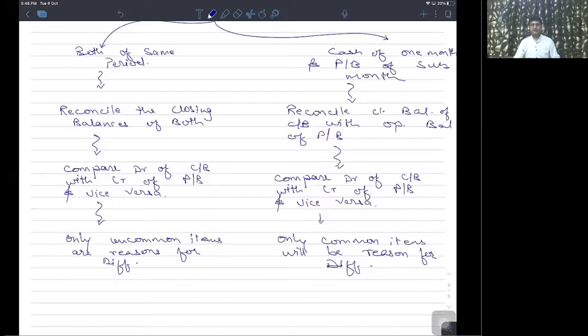Items in adjusted cash book. Items in adjusted cash book, Manisha, are the errors in cash book and the transactions in passbook which should have been recorded in my cash book. Those will come in my adjusted cash book. Am I clear?